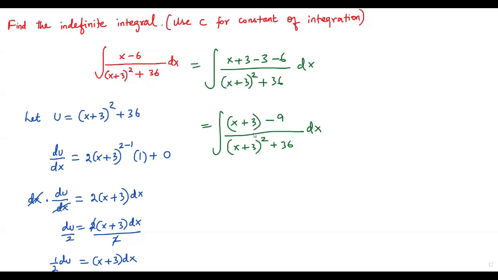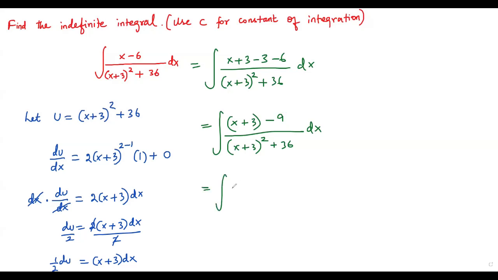Okay, now in the numerator we have a subtraction of two terms, x + 3 and 9. We have to consider that this is just a single term, and this is a common denominator for x + 3 and 9. Since it's a common denominator, I mean (x + 3)^2 + 36 is a common denominator for this x + 3 and 9. We can take this one as the denominator separately for this x + 3 and for this 9.